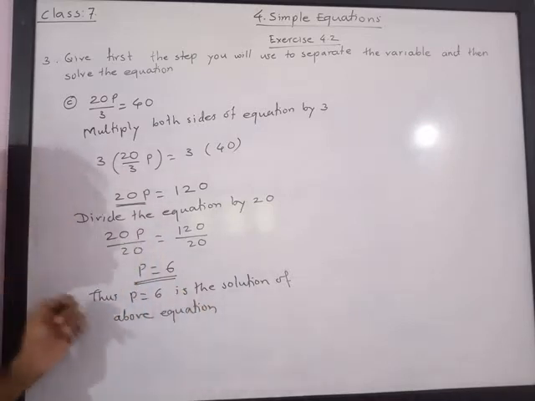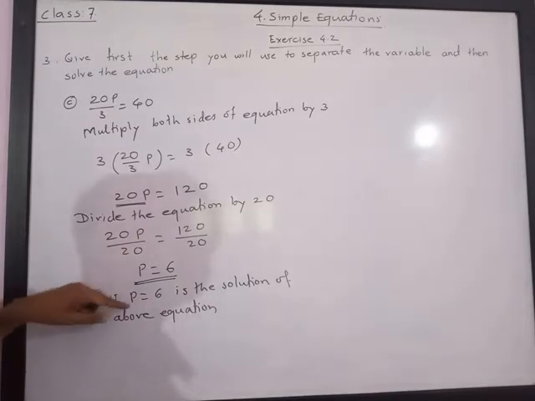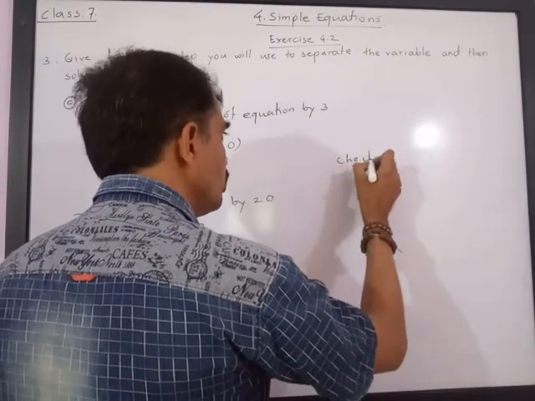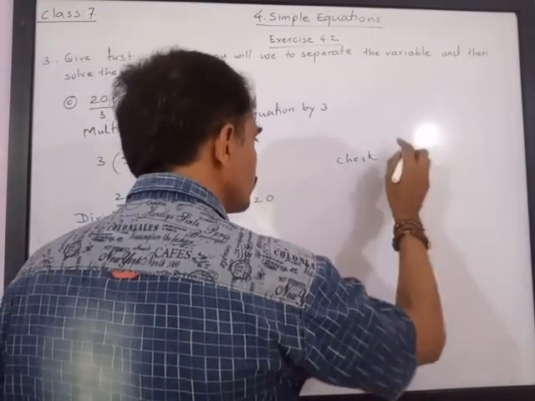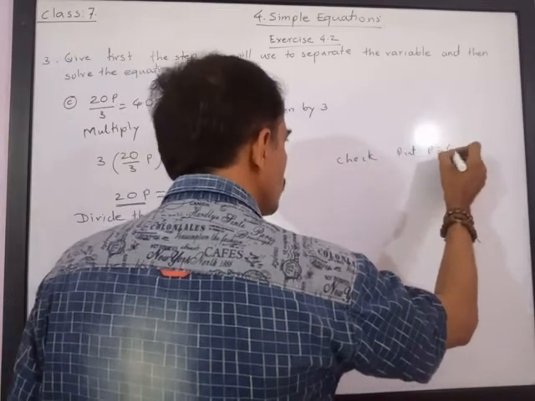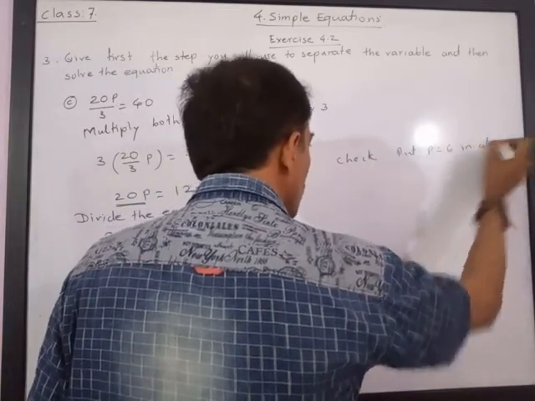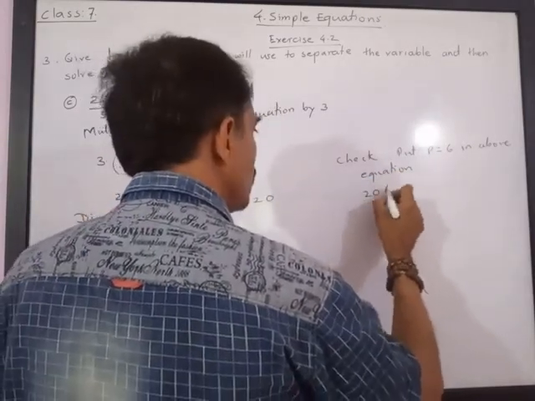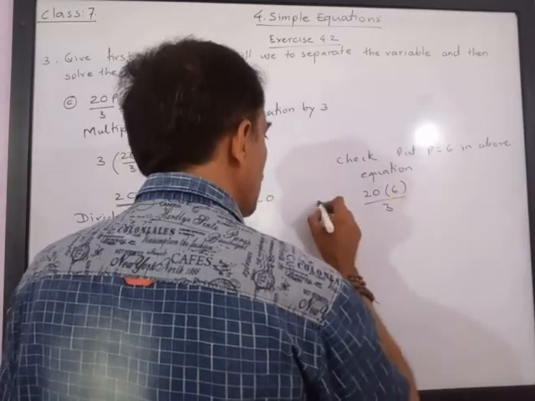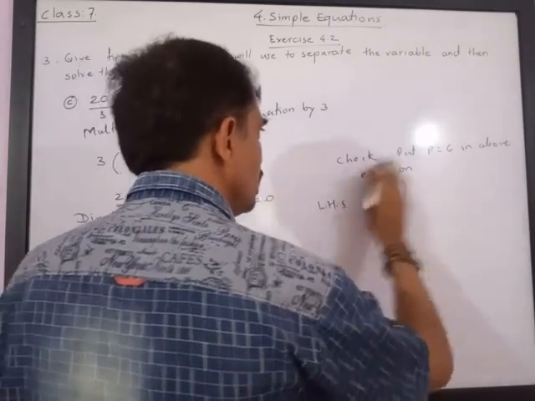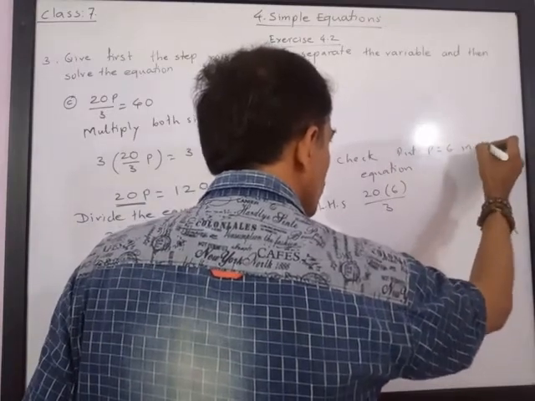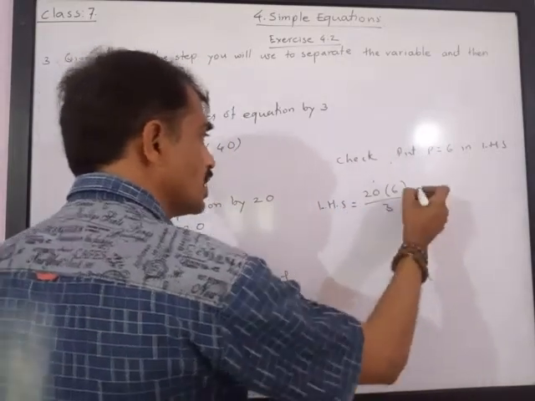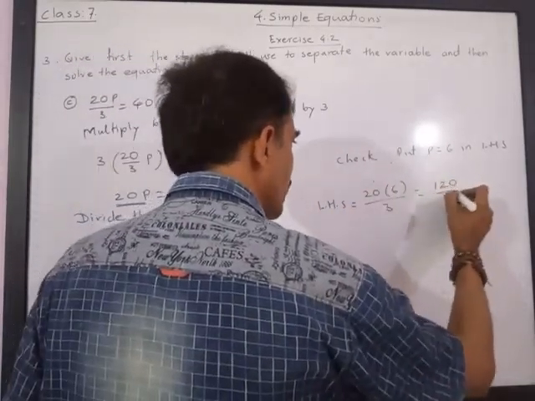Let us check whether we have got this value correct or not. So what we do, we put p is equal to 6 in the above equation. So let us see what we get. For checking, we put p is equal to 6 in the left hand side of the equation. So you will get LHS is equal to 20 multiplied by 6 upon 3, that is 20 6s are 120, divided by 3.